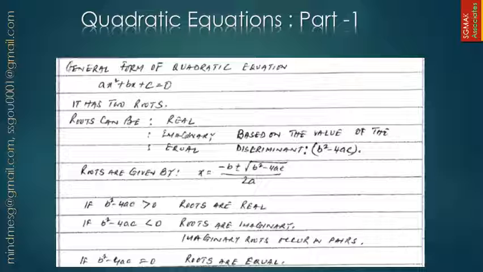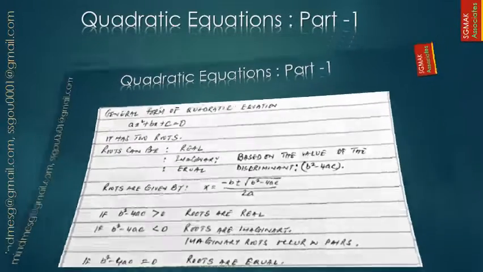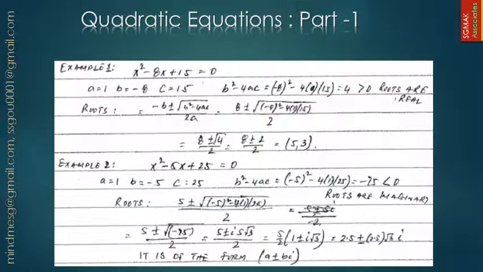Roots are equal. So the best solution approach is to recognize the quadratic equation, map it in the form ax squared plus bx plus c, write down the values of a, b, and c, estimate the discriminant, and compare it with 0. Then you know what kind of roots you get. So let's look at an example here.